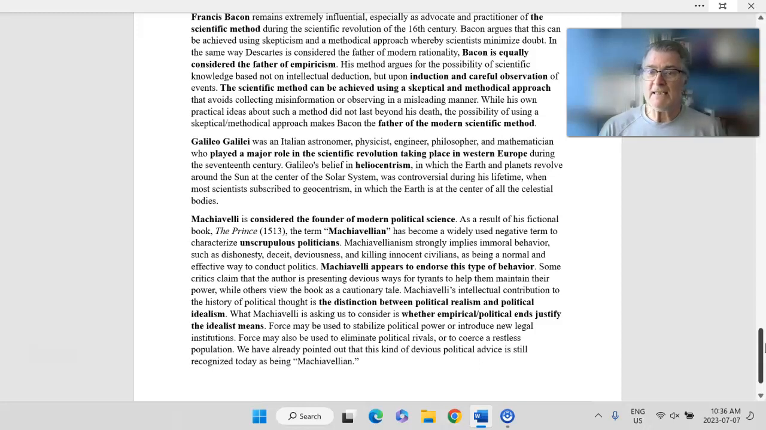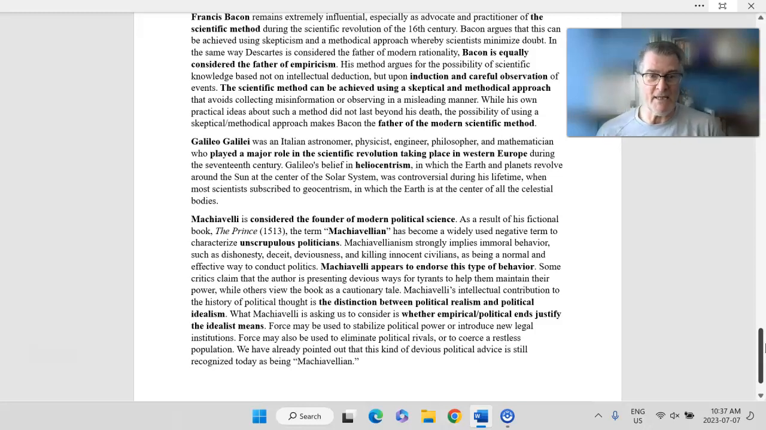So his intellectual contribution to the history of political thought is that distinction between political realism, right? The reality of grasping power and maintaining power, versus idealism, the idea that you wish to make the world better for everybody else, to be a good politician, to make sure you don't leave anyone out. Well, Machiavelli says that's all fine and good, but the reality of it is going to be almost impossible, because the moment you show weakness, someone else that's just a little bit more powerful than you is going to come after you. So what Machiavelli is asking us to consider is whether these political ends justify the idealistic means.